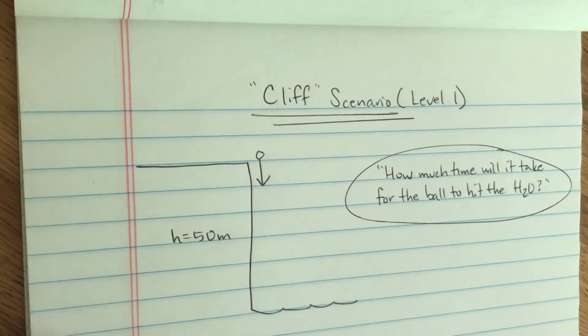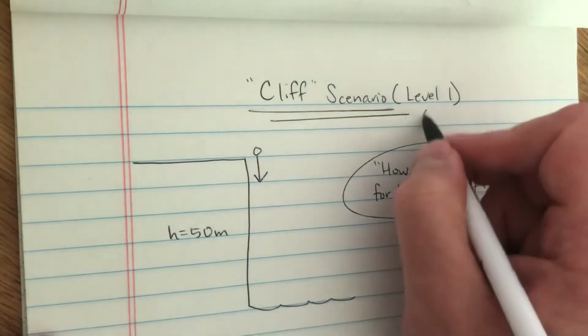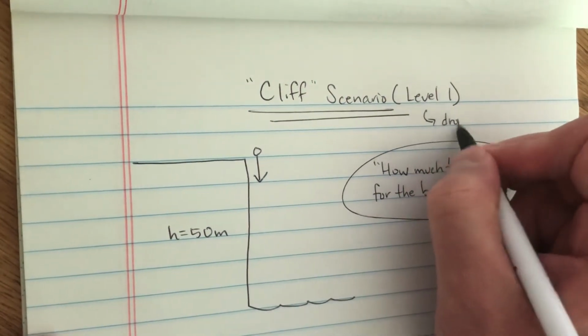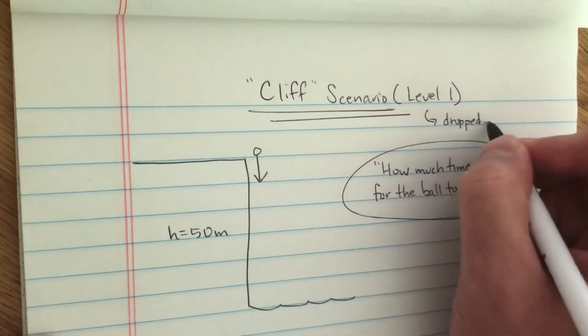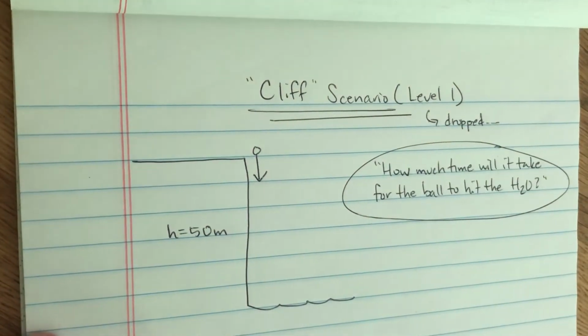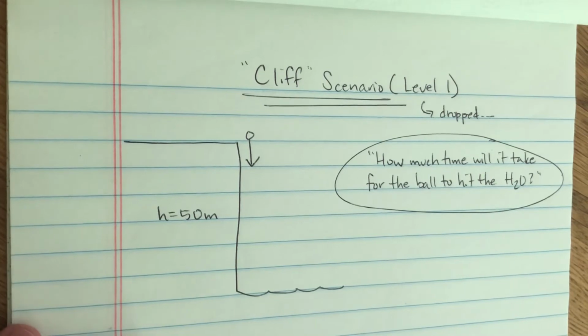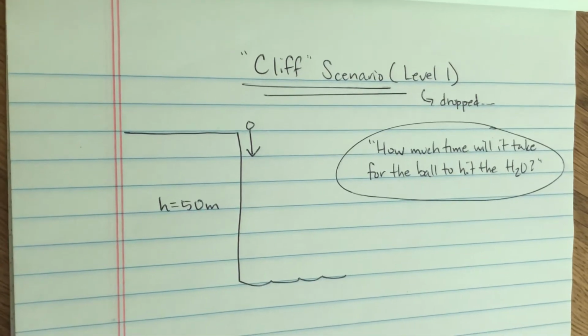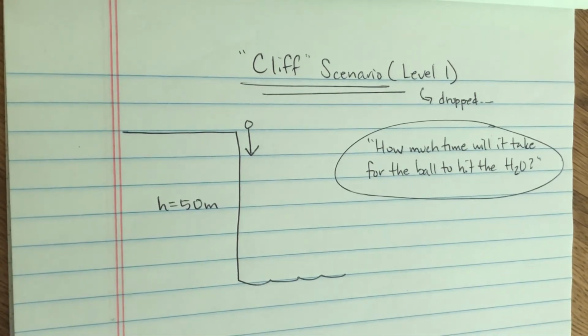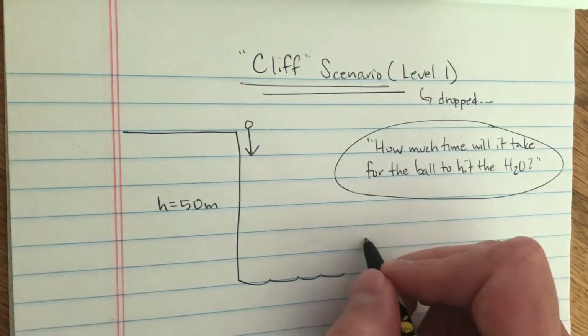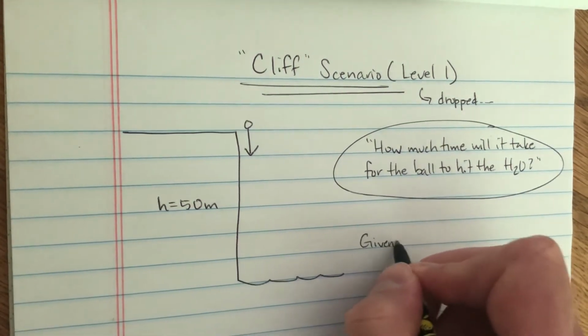So again, this is what we're calling a level 1 cliff problem, and level 1 meaning the ball is just dropped. It's not thrown with a specific velocity or thrown at an angle or anything. So the first thing to do in applying our problem-solving technique, identify what information is given to us or that we know in terms of our equation variables. So information that's given to us.